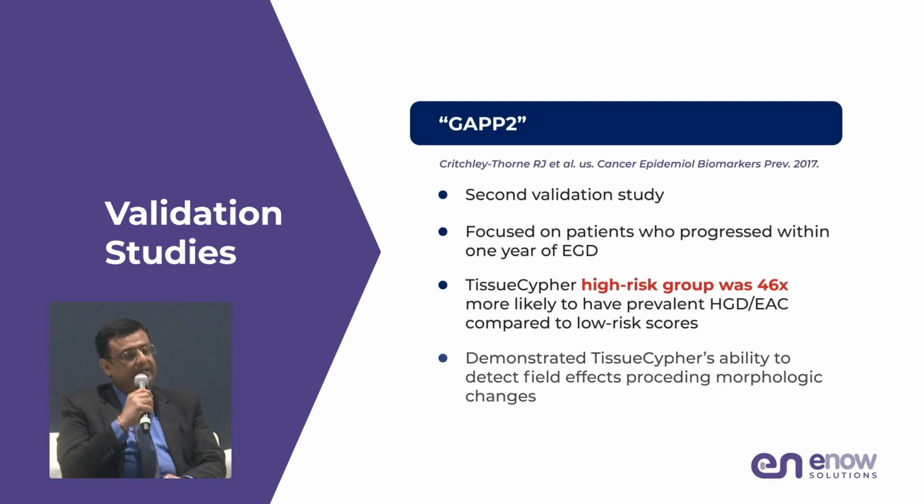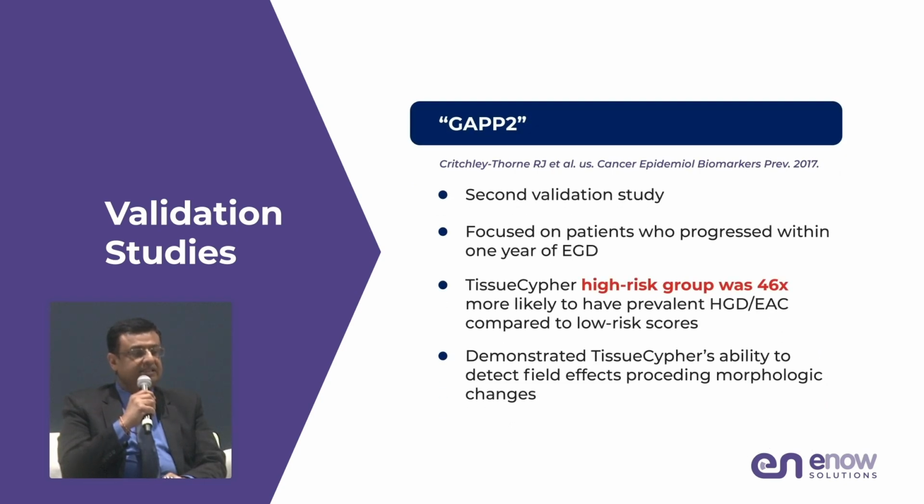Now, looking at GAP2, this was a second validation study, and this is even more meaningful to me because this is the one that gives us sleepless nights. When we looked at patients who progressed to high-grade dysplasia and cancer, we found up to 25% of these patients originally had a diagnosis of non-dysplastic Barrett's within 1 year of their prior endoscopy. So that means these are the patients with prevalent disease. GAP1 looked at patients who progressed with incident disease.